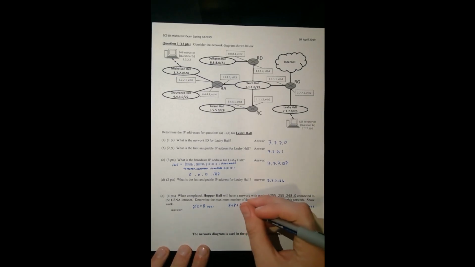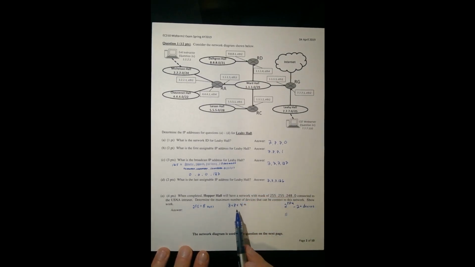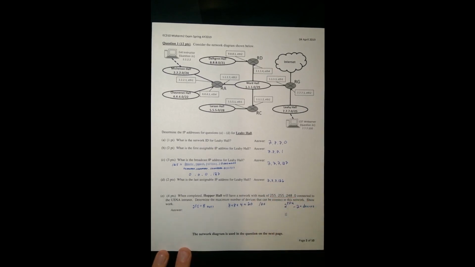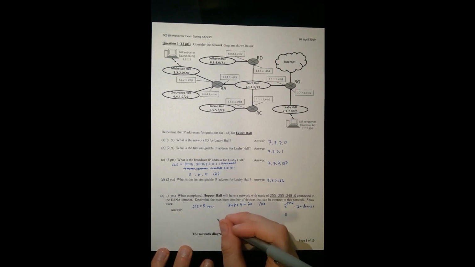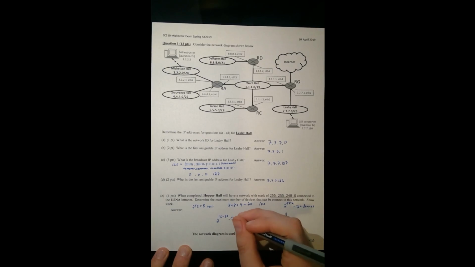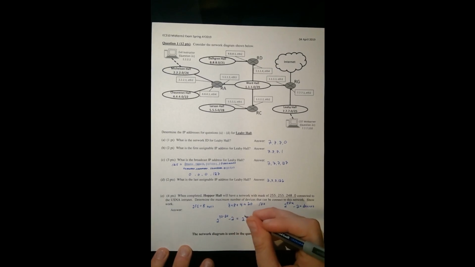So that's going to be 4 ones. So we're going to have 8 plus 8 plus 4. That's going to give us 20. So our mask is /20. That means we're going to plug that into 2 to the 32 minus n, where n is 20, minus 2. That leaves us with 2 to the 12 minus 2 is equal to, I believe 2 to the 12 is 4,096, so we end up with 4,094. And that's it for the first problem.